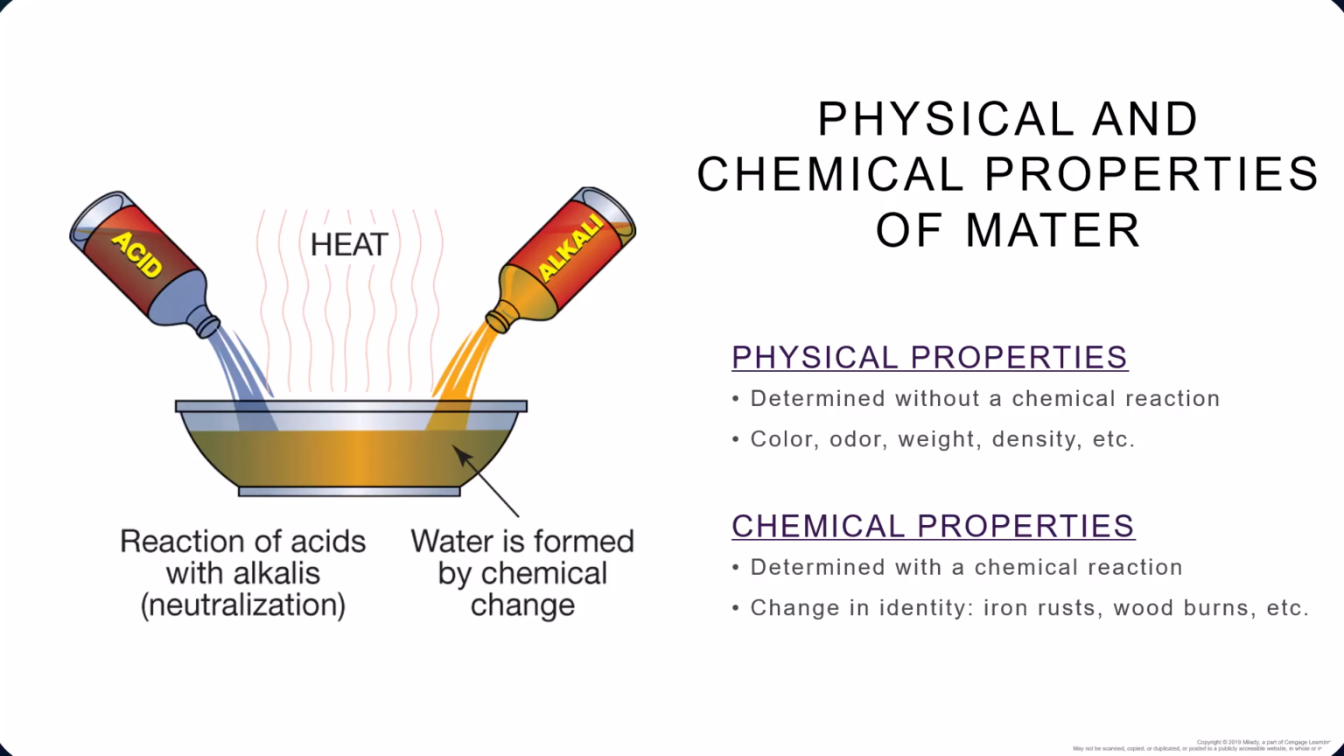While chemical properties are characteristics that can be determined only from a chemical reaction and a chemical change in the substance. So this includes the ability of iron to turn to rust, or wood to burn, or hair to change color through the process of using hair color and hydrogen peroxide.